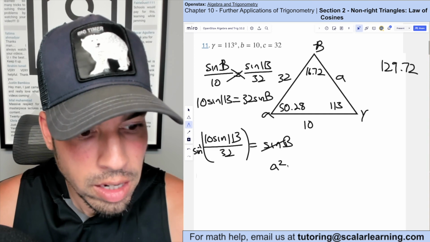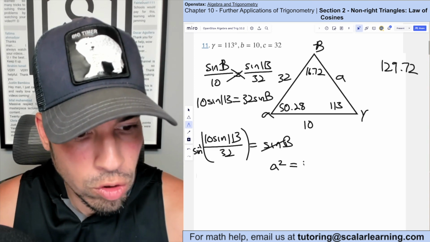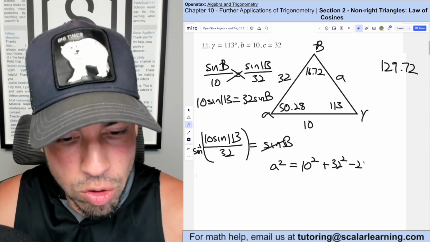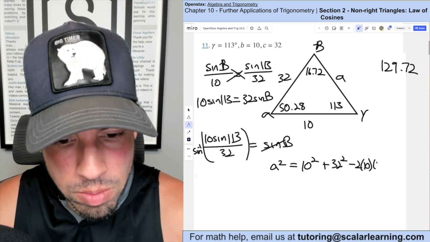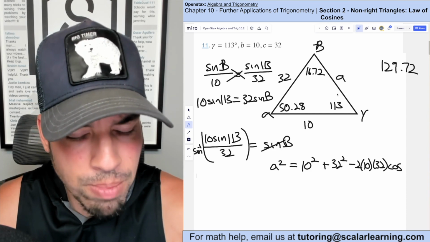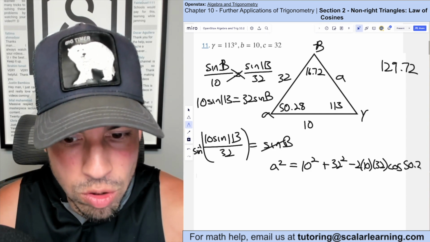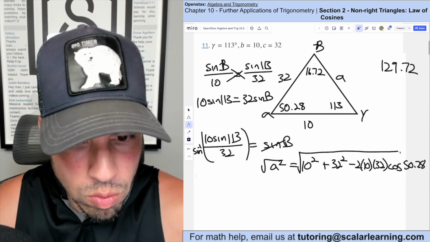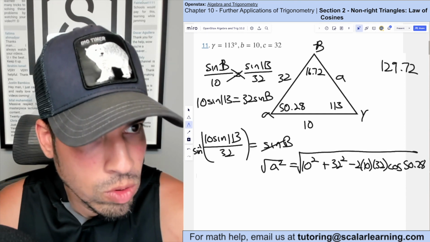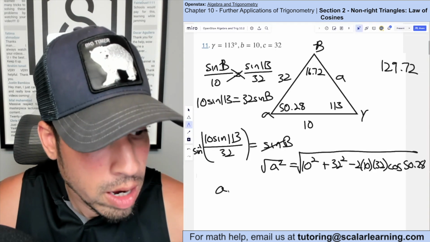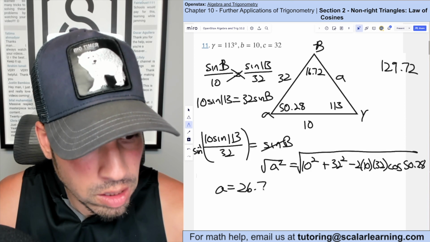So now we get a squared, which we don't know, is equal to one of the other sides squared plus the other side squared minus 2 times each of those sides, 2 times 10 times 32 times cosine of the angle opposite the unknown side, which is 50.28. And then, of course, to get a, not a squared, you have to take the square root, and let's do that in Desmos. And then we get, rounded to the nearest tenth, 26.7. So a, or that missing side, is 26.7.